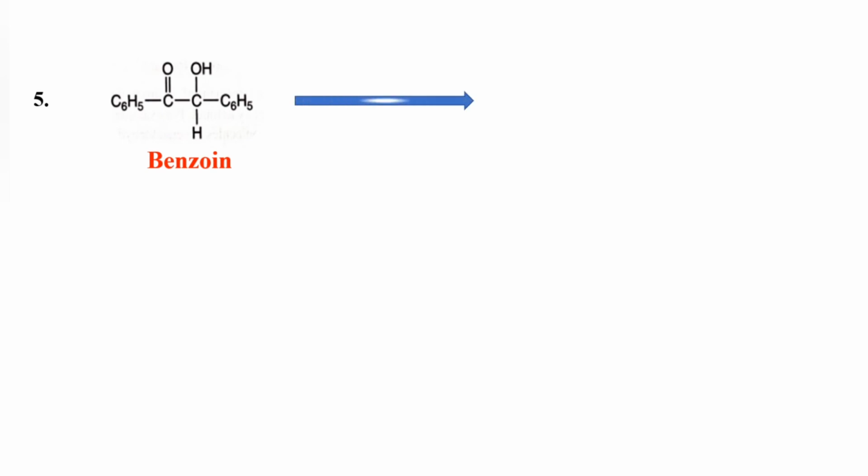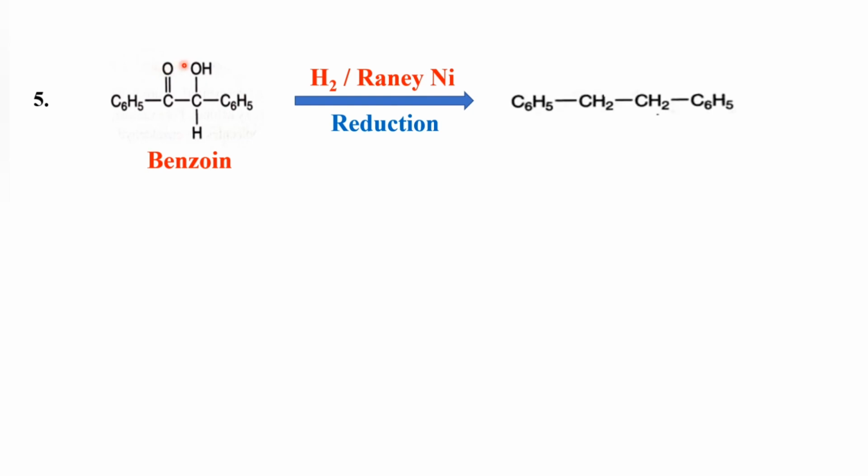And one more reduction. Benzoin undergoes reduction in the presence of Raney nickel. On reduction, this oxygen is removed and this one also is removed, so instead of the oxygens we are adding two hydrogens. So C6H5, CH2, CH2, C6H5, and that is called dibenzyl. So here we have seen four reductions: one using tin and HCl, second using sodium, mercury and ethyl alcohol, third using Clemmensen reduction, and fourth using Raney nickel. That's all about the applications of benzoin condensation.